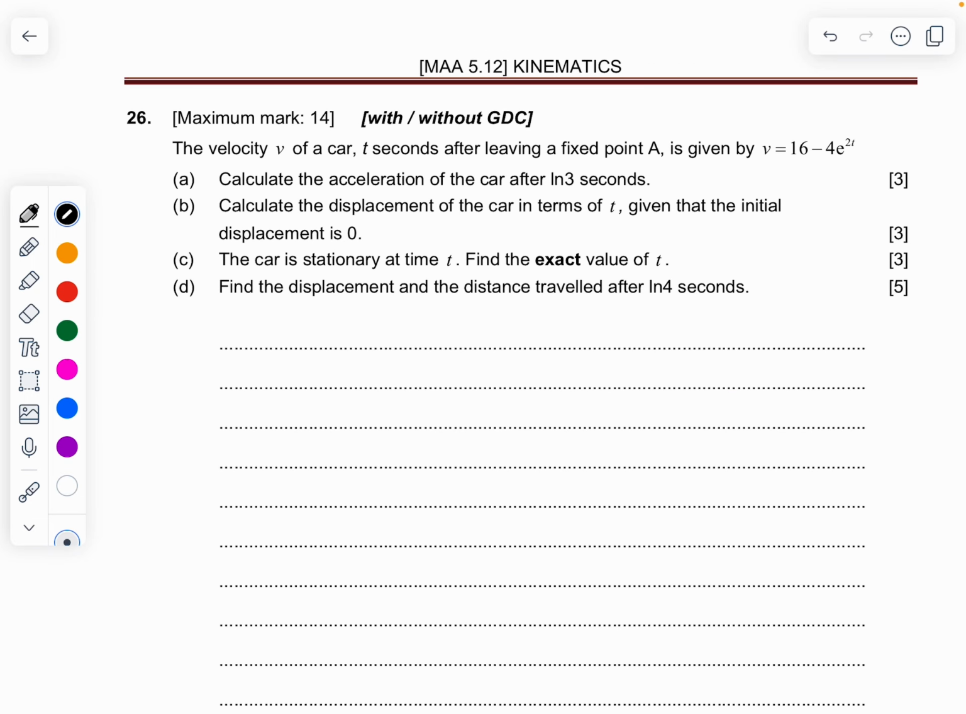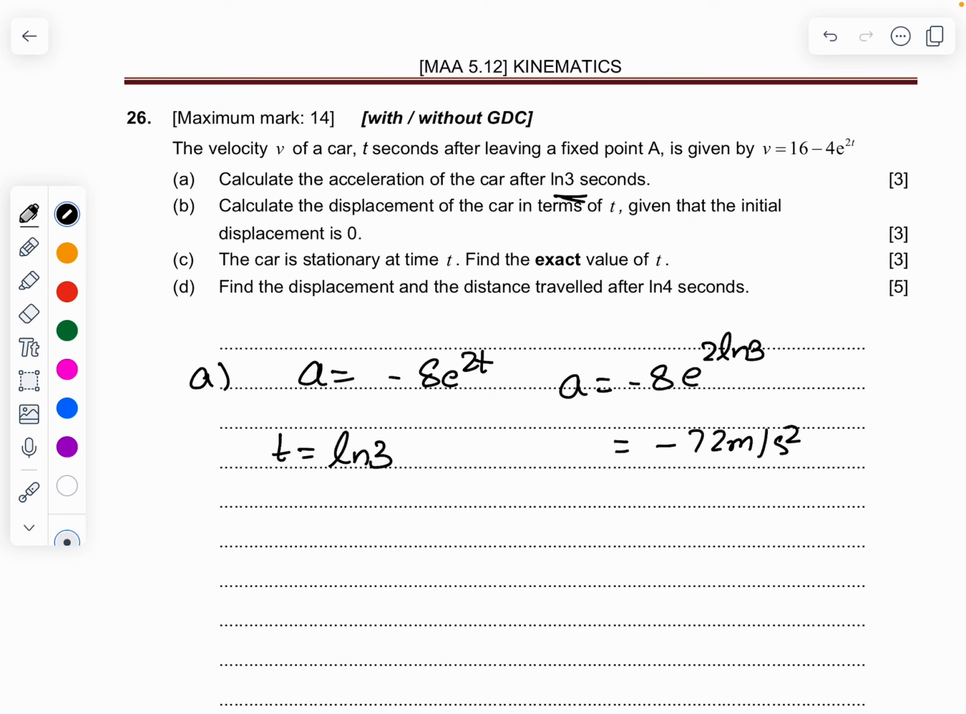Question number 26. The velocity of a car t seconds after leaving is given. Calculate the acceleration after 3 seconds. So acceleration is minus 8 e to the power of 2t. So t equals ln 3 seconds. So what will be the acceleration? Minus 8 e to the power of 2 ln 3, which is going to be minus 72 meter per second square.